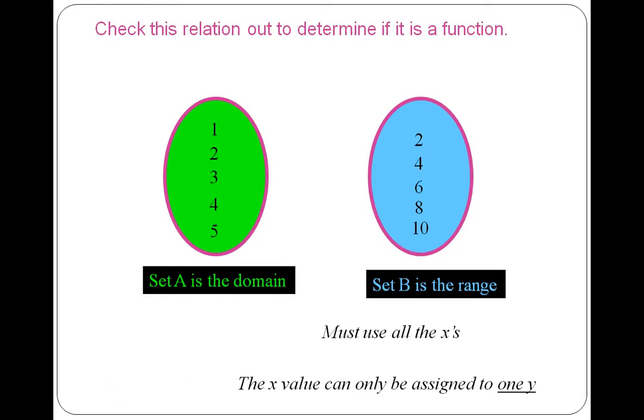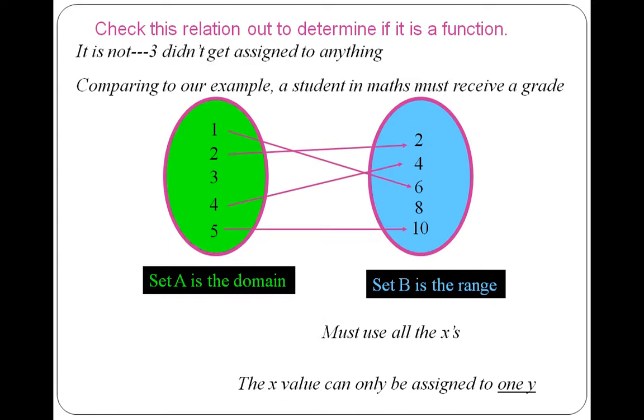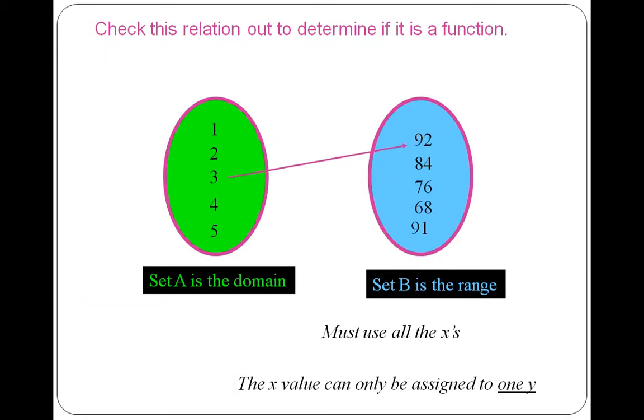Let's check this relation out to determine if it is a function. It is not. 3 didn't get assigned to anything. Compared to our example, a student in math must receive a grade. So this is not a function.